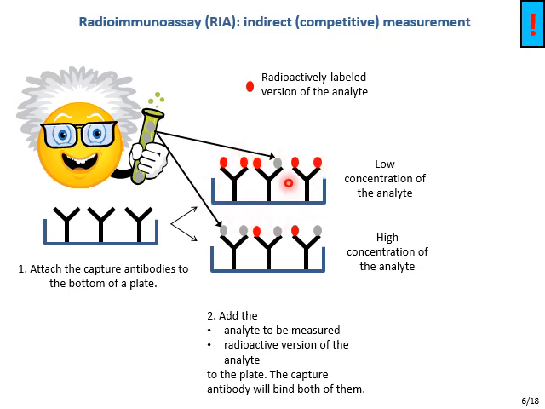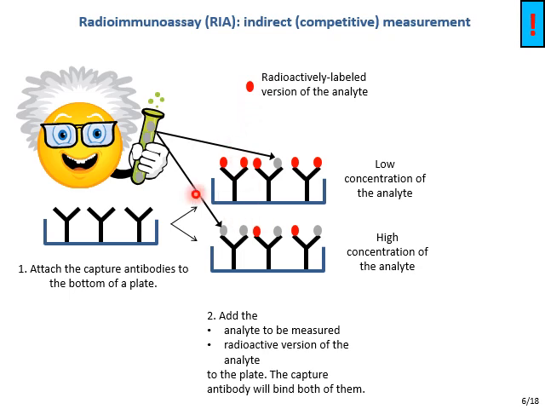So what happens if the concentration of growth hormone is low in the serum sample we would like to analyze? The radioactive growth hormone and the non-radioactive growth hormone present in the original sample compete for the same limited number of binding sites. And if the concentration of human growth hormone in the serum sample is low, then a relatively large number of radioactively labeled human growth hormone will bind.